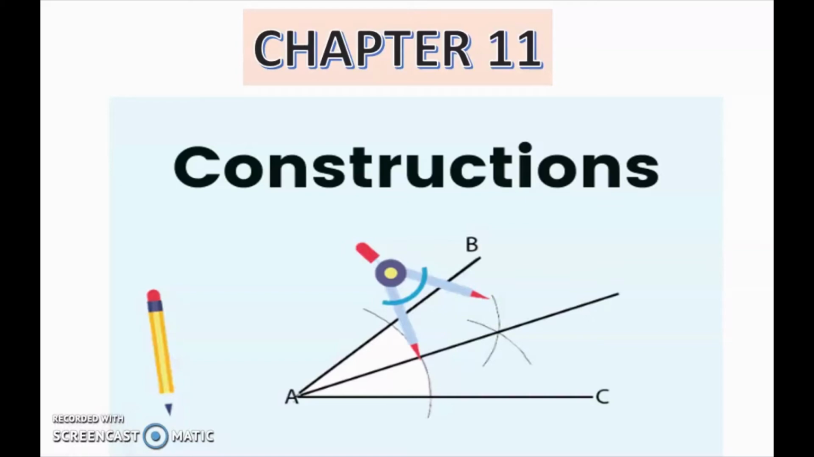Okay, we are starting with the 11th chapter now, that is constructions. So first we will be doing some of the basic constructions, that is just construction of an angle bisector, perpendicular bisector, and some of the basic angles like 60 degree, 120 degree, 90 degree, 45 degree, and so on, which can be constructed with the help of a compass. That means you don't need a protractor to construct these angles. It can be constructed just with a ruler and compass.